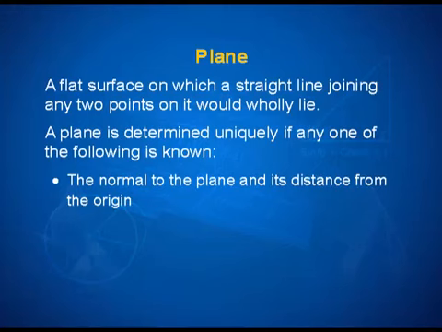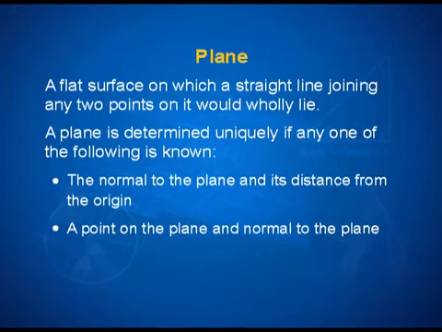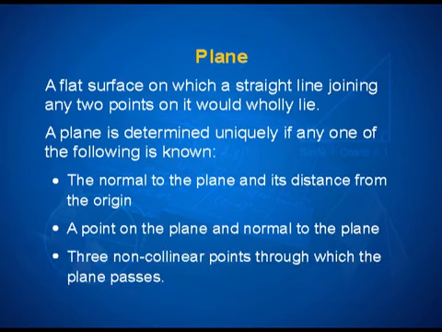The other possibility would be if I know a point on the plane and the normal to the plane. Third possibility would be if I know 3 non-collinear points through which the plane passes. Now, each of these would give rise to the equation of the plane that we are getting ready to learn. Starting off with the first one, equation of plane in normal form.